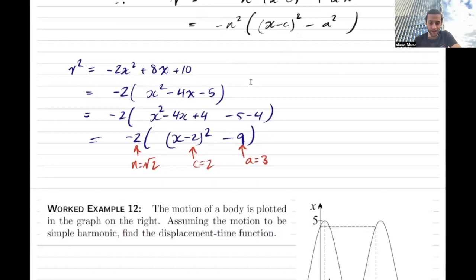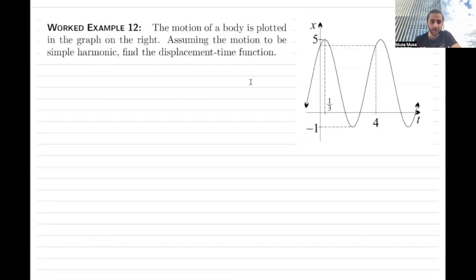Alrighty, and I think this might be our last example for simple harmonic motion. It's saying the motion of a body is plotted in the graph on the right. Assuming the motion to be simple harmonic motion, find the displacement time function. So what I'll get you to do is have a go. Try and figure this out for yourselves. Maybe you can find A and C and the N and the alpha. And I think if you do that, you're basically set. And you can choose, do you want it to be a sine curve or a cosine curve? I really don't care.